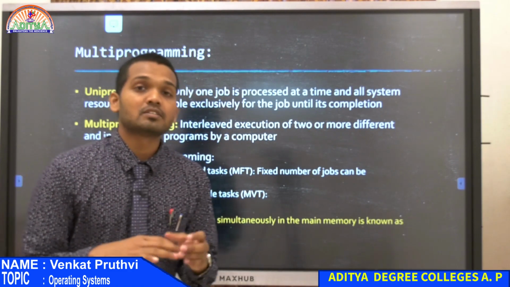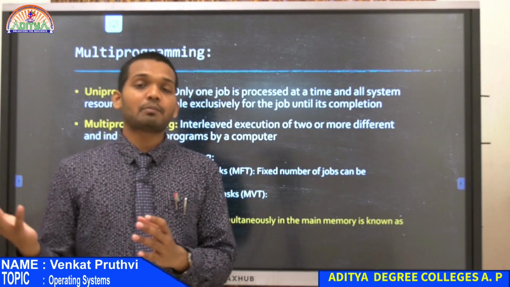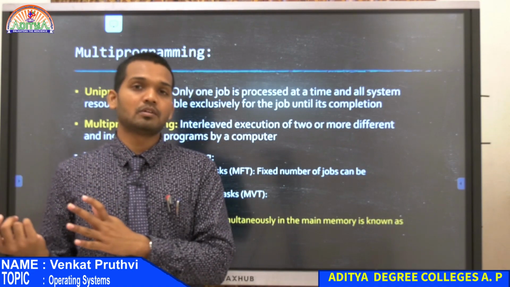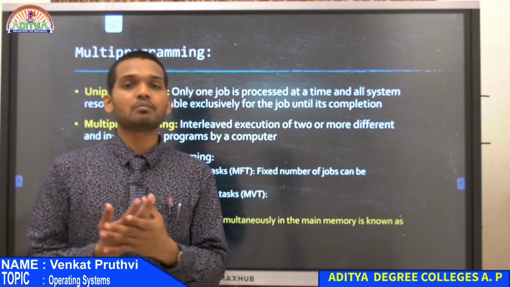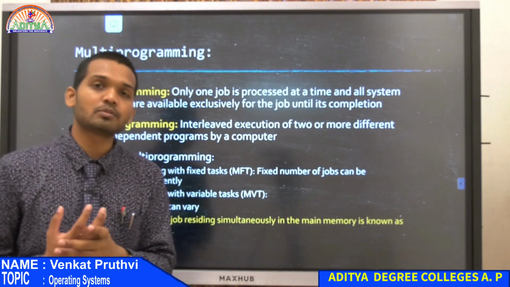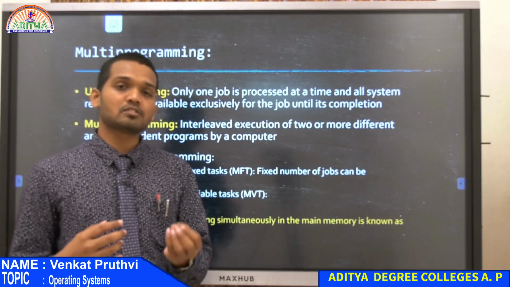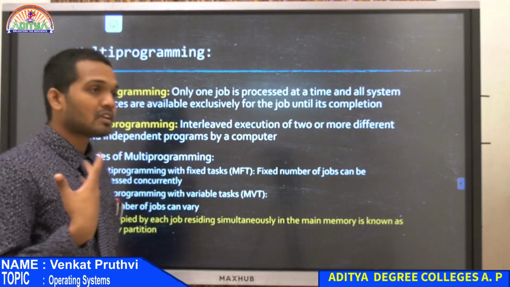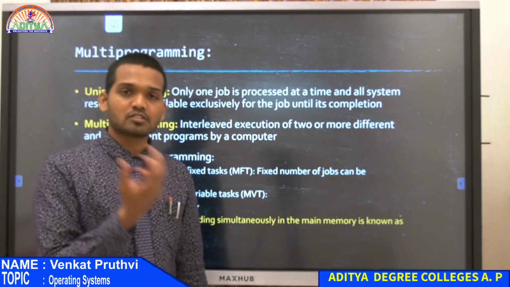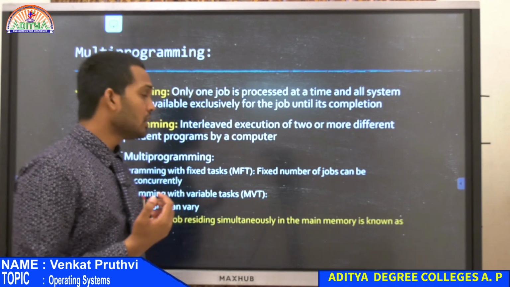But if it is in nanoseconds, that is 10 power minus 9, or if it is in picoseconds, 10 power minus 12, the human brain or the human eyes wouldn't be able to capture those microseconds or nanoseconds. The reason is it's very quick and it's a fraction of a second, right?